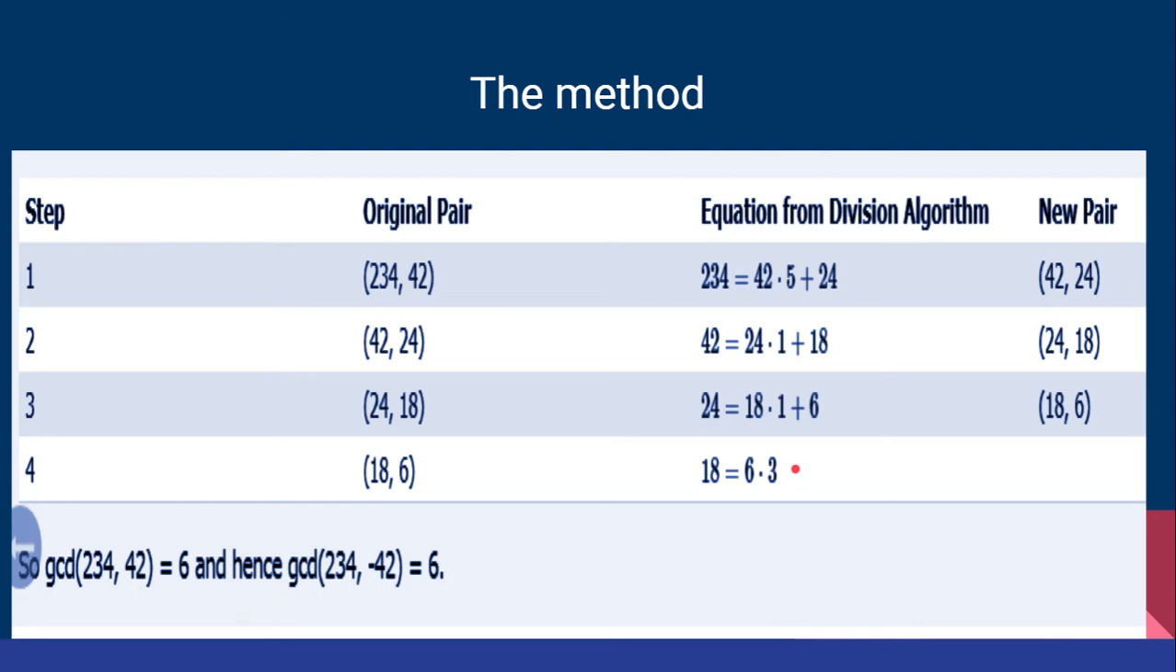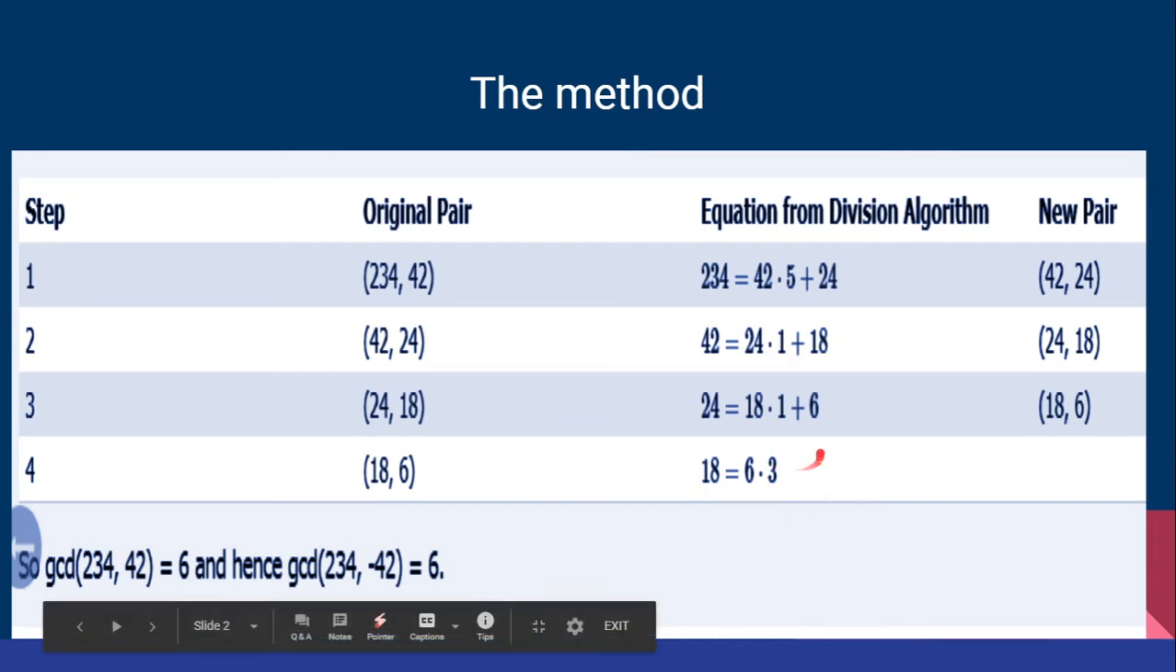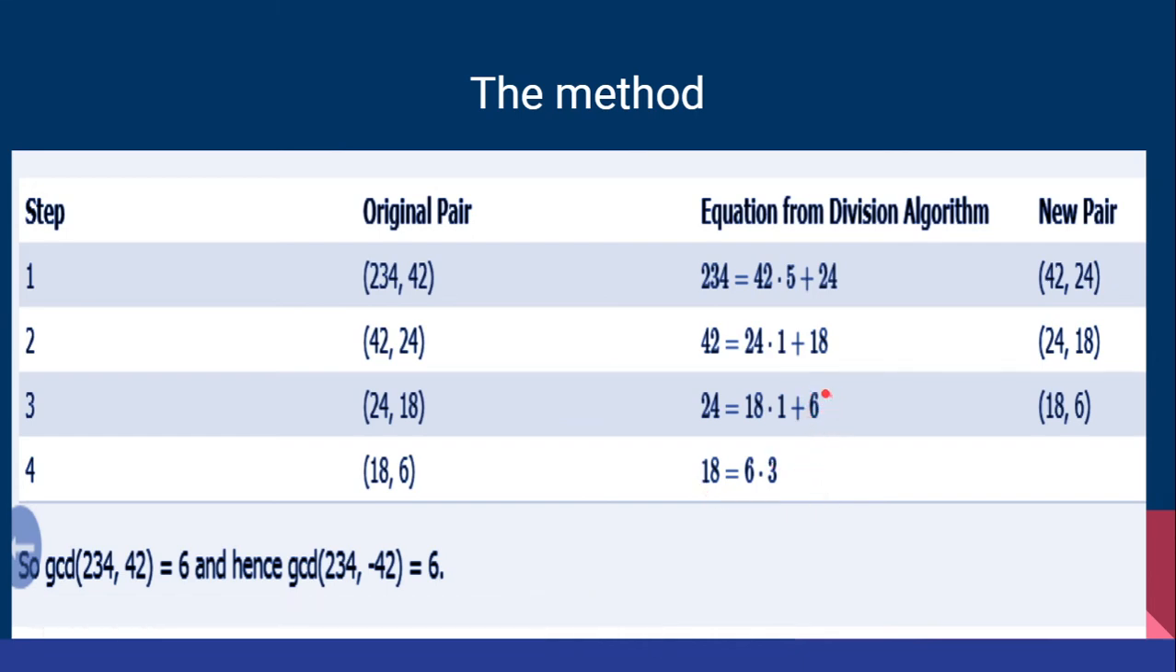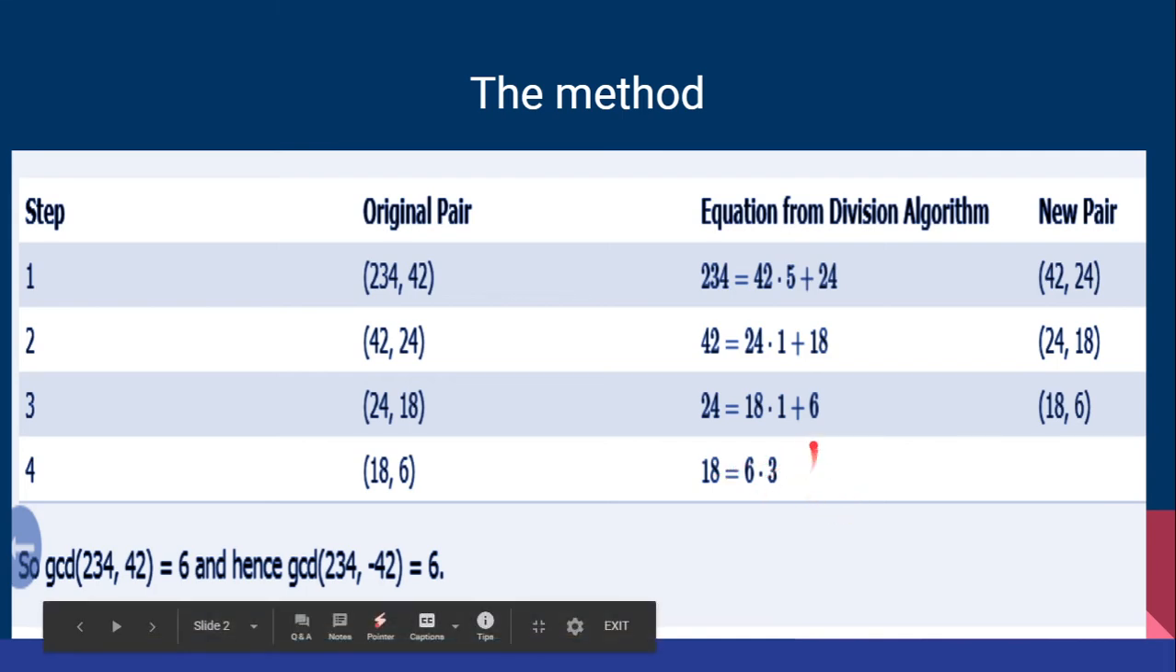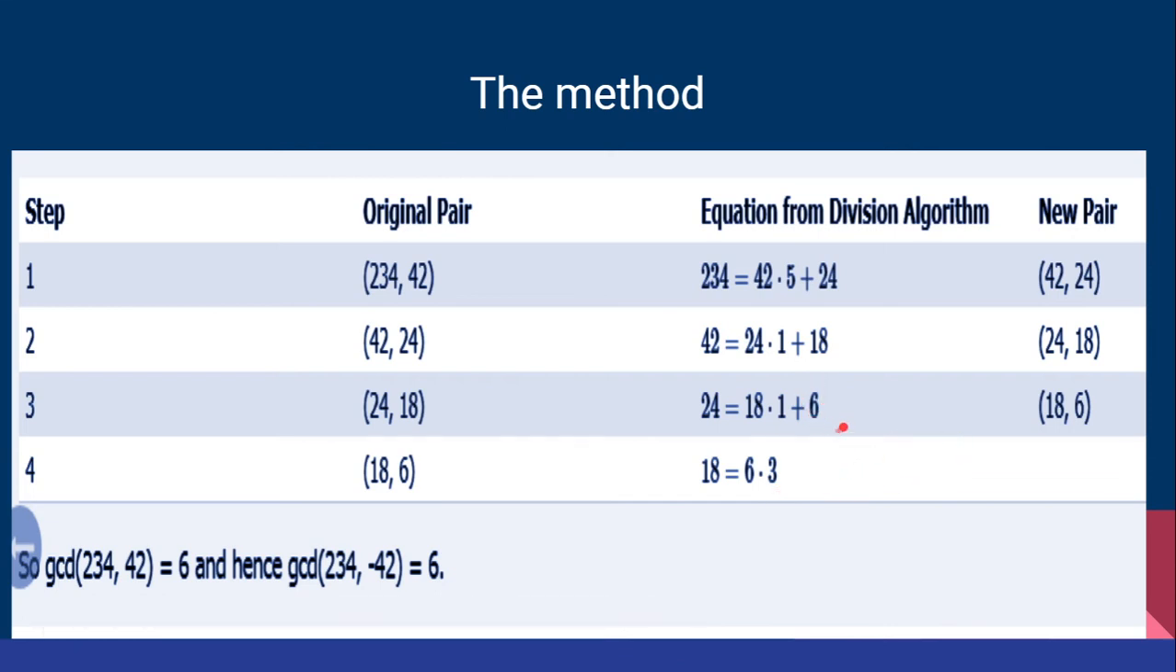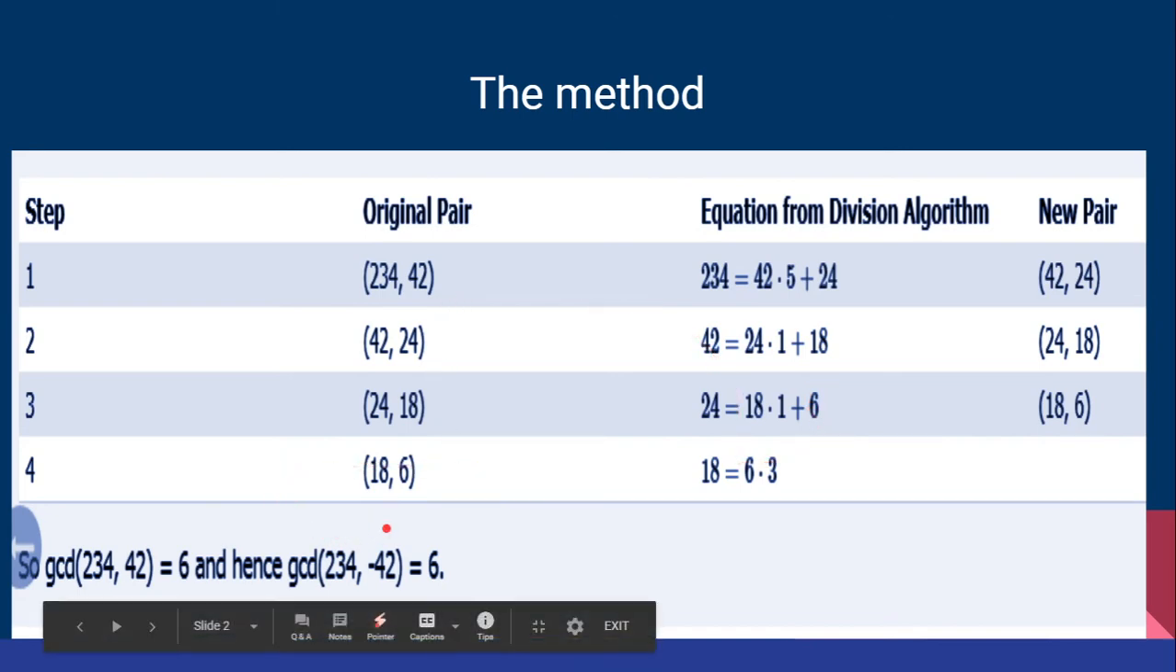Now when this is the position, we have to stop repeating this process and take the previous remainder as the common divisor, which is the greatest common divisor. So here 18 is equal to 6 threes are 18 plus 0. We cannot proceed further, so we stop and take the previous remainder as the greatest common divisor. This is an example where the two numbers have a common divisor.